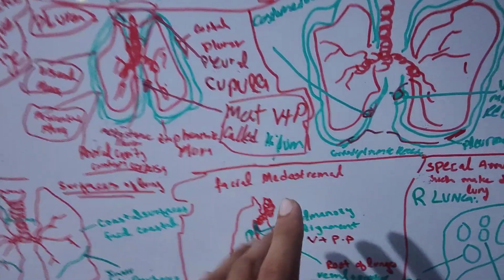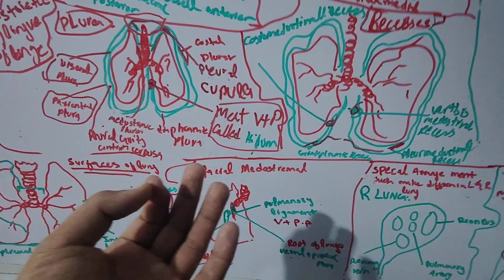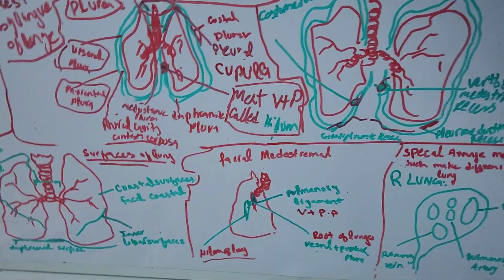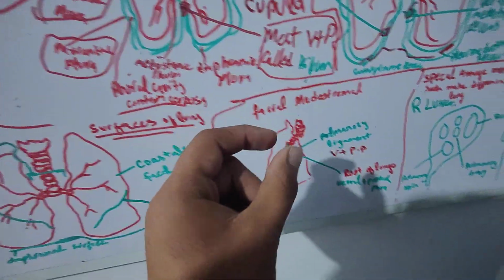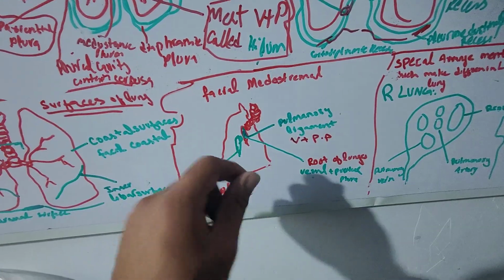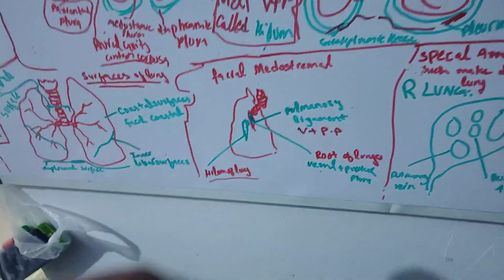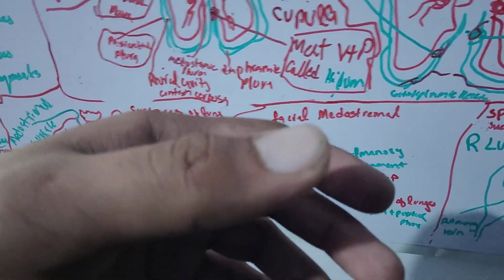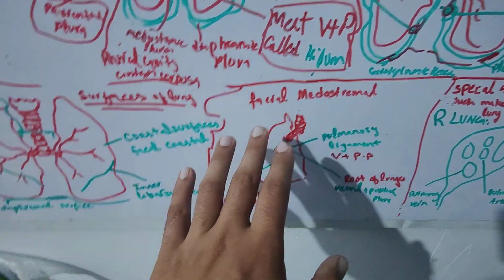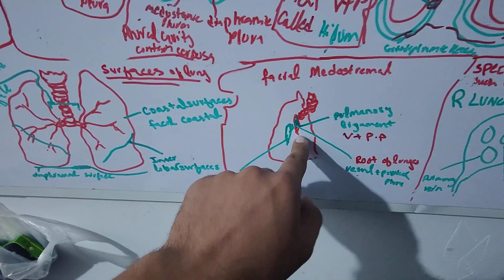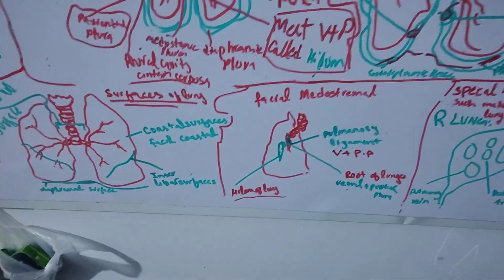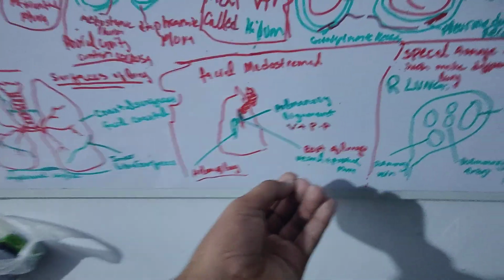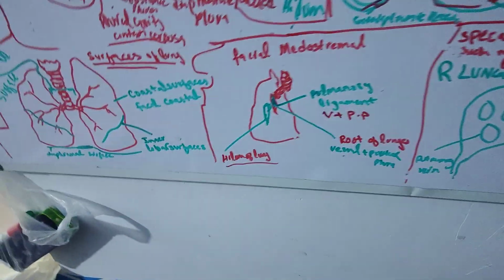Now one more thing I want to discuss here: on the mediosternal surface we have an opening, or you can say the gateway, from where the veins, the bronchi, and the trachea go into the lungs. So this area is called the hilum of the lung. Then we have the pulmonary ligament, and everything present in it we call the root of the lungs.